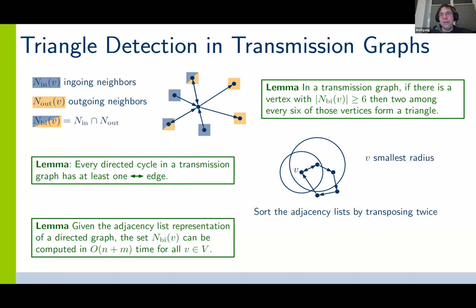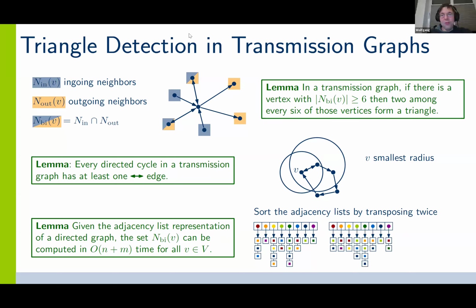And so the idea is that you have to sort these adjacency lists. Basically what you want is to have some order on the vertices so that all the adjacency lists are sorted according to this order, and then you can just find the bidirectional edges by merging. But to impose this order on the adjacency lists, you have to do some tricks: you go through the adjacency lists and sort them twice and transpose them, and then you get this. But I don't want to go into details, but it's something you can do.